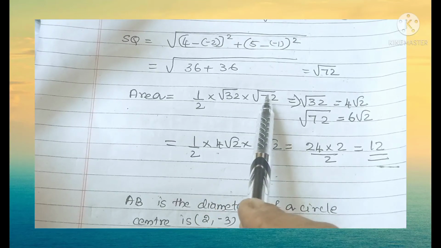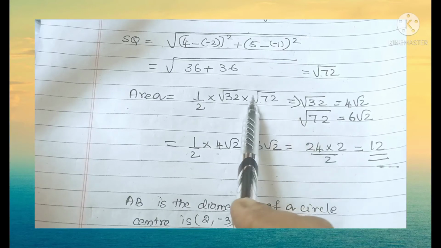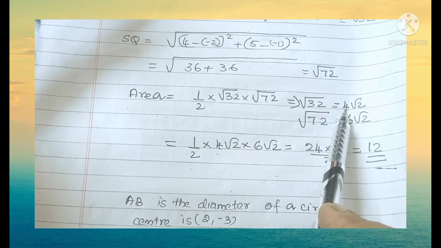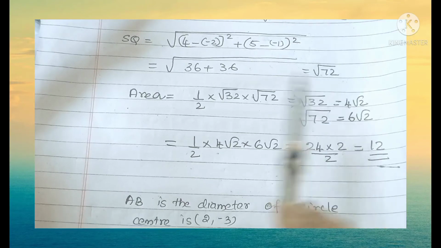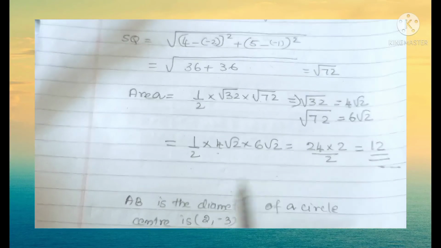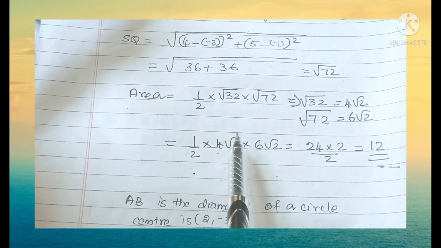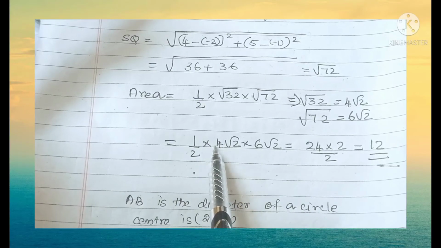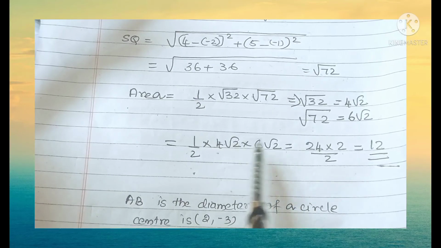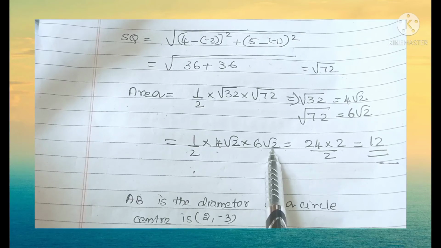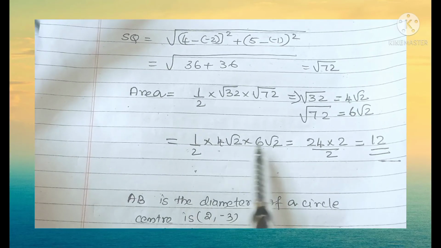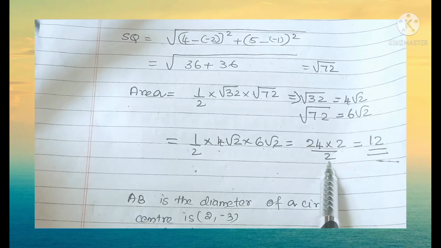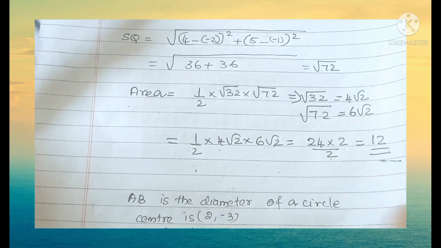Here area of that figure is half d1 d2. d1 is √32 and d2 is √72. Before multiplying these two numbers we want to change them, so 4√2 and 6√2. So half into 4√2 into 6√2. So we can multiply 4 into 6, 24, √2 into √2, 2. So half into 4 into 6 into 2. 4 into 6 is 24, 24 into 2 by 2. That is 12 unit square.